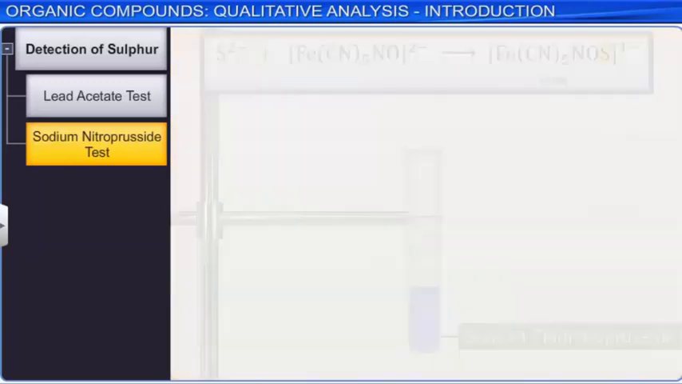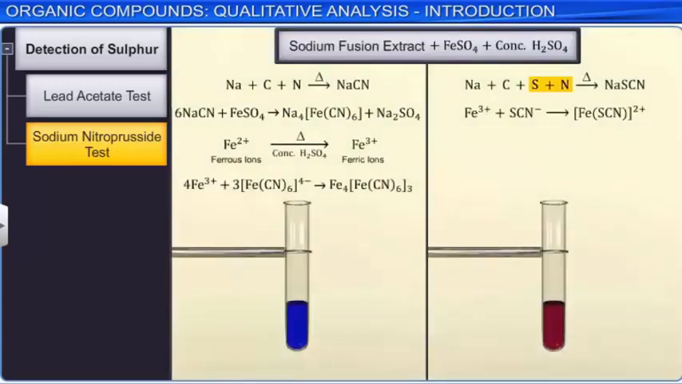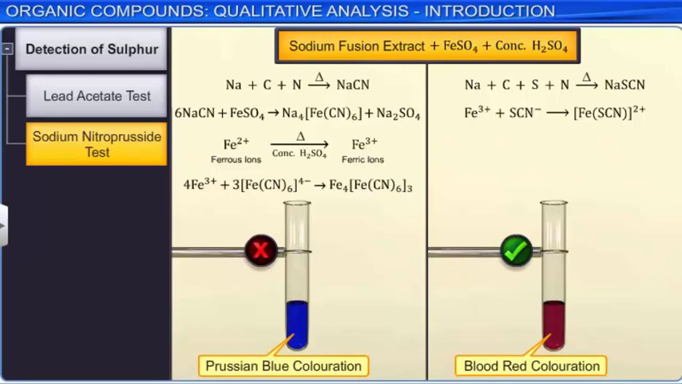If nitrogen and sulfur both are present in the organic compound, then on heating the sodium fusion extract with acidified ferrous sulfate solution, a blood red coloration is obtained instead of Persian blue. The blood red coloration is due to the formation of sodium thiocyanate ion, thus indicating the presence of both nitrogen and sulfur.